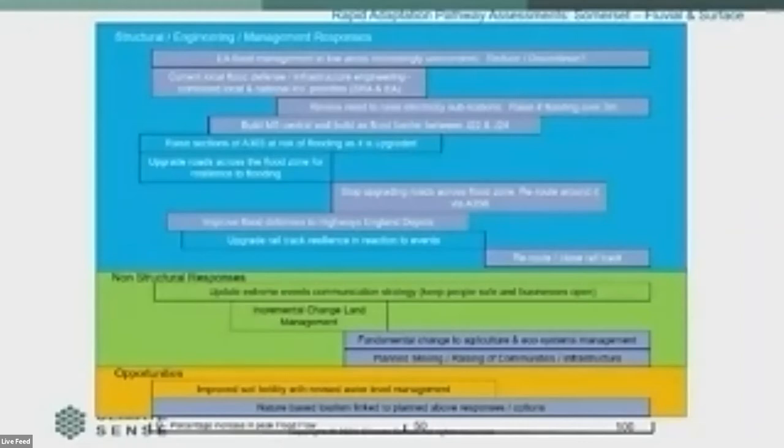I'm coming to an end now, but I'm going to jump to a couple of things here. One was some of the road works. And here we had, lower down, upgrading roads, upgrading county roads, and then stopping upgrading the county road and have simply regular rerouting of traffic.